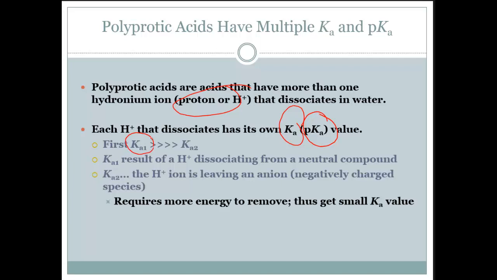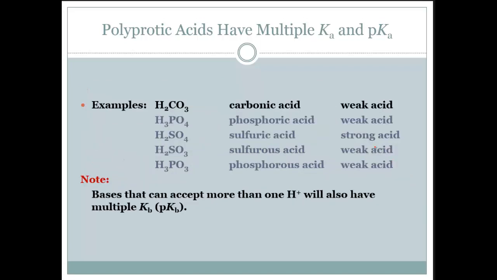The first Ka is much greater than the second. The Ka1 results from an H+ dissociating from a neutral compound, and then for Ka2, the H+ ion is leaving an anion, a negatively charged species. So there's the difference right there. The first one is leaving a neutral compound, while the second one is leaving a negatively charged compound. This requires more energy to remove, thus making the Ka much smaller.